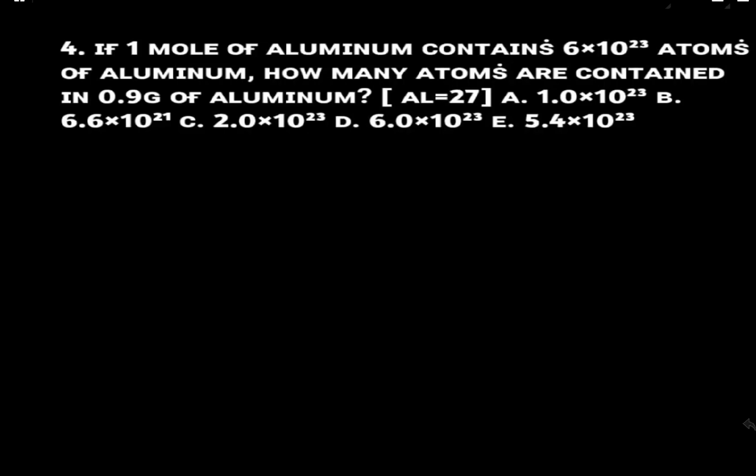You might come across this question in your next exam. Here is exactly how to solve it. If 1 mole of aluminum contains 6 times 10 raised to the power of 23 atoms, so that's given.